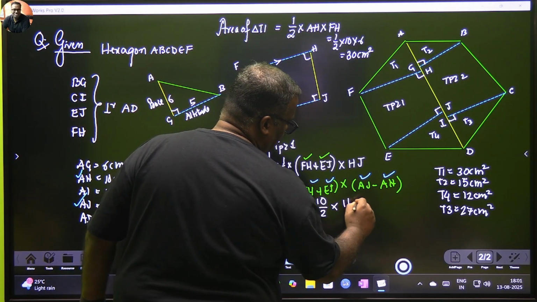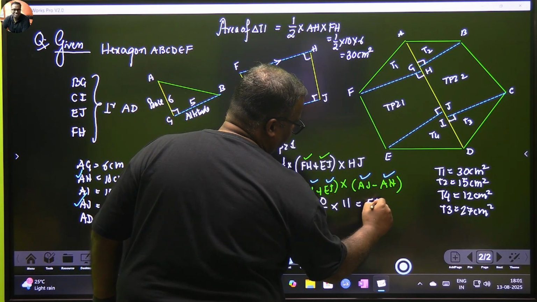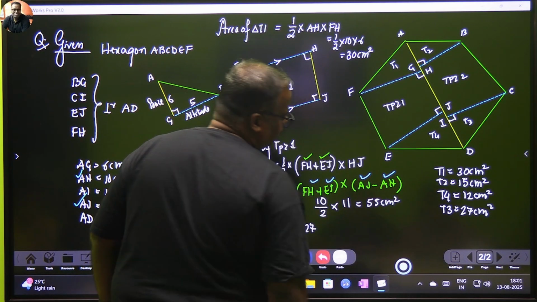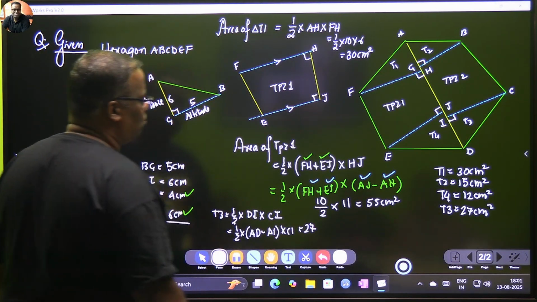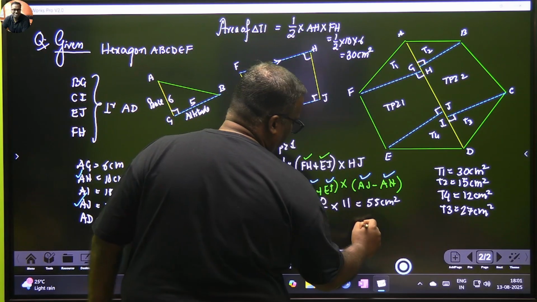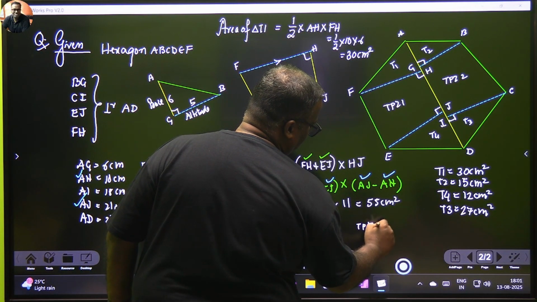Very good. How much are you getting? You are getting 55 centimeters square. Very good. And we have to do TPZ2. Don't keep it in decimal point; we may keep it in fraction. Don't worry. TPZ2. Can you tell me what the formula is for TPZ2?